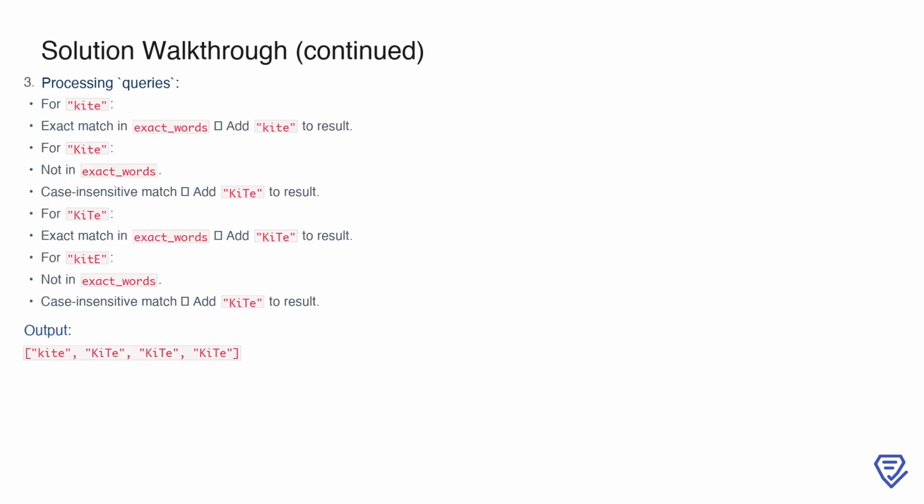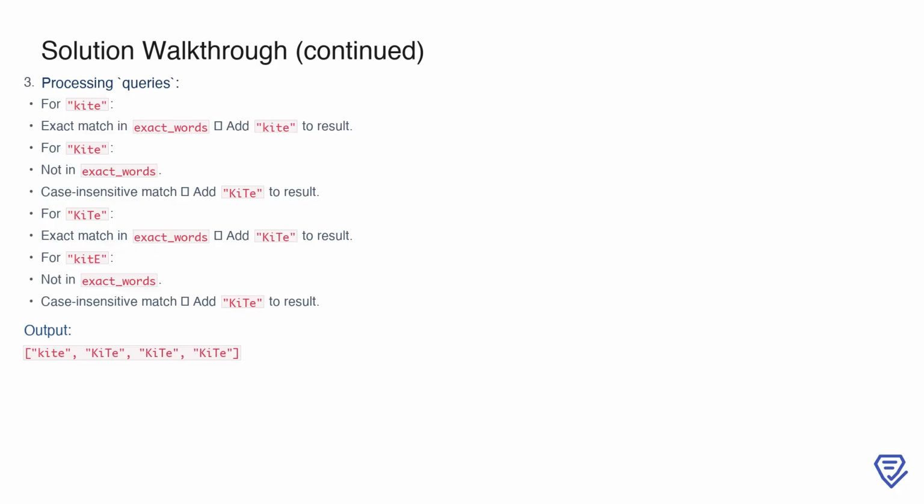Next, we process the queries to determine their matches based on our three data structures. The first query is kite. Since it is an exact match in exact_words, we add kite to the result. For the second query, Kite, there is no exact match in exact_words, but it matches in case_insensitive, so we add the corresponding original form, kite, to the result.